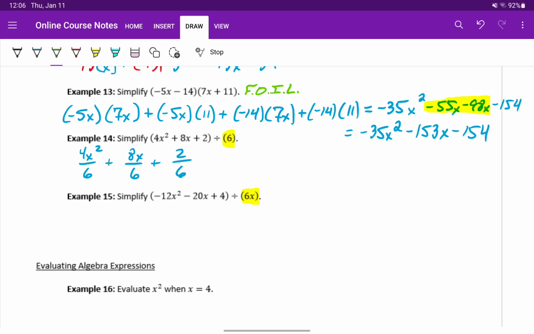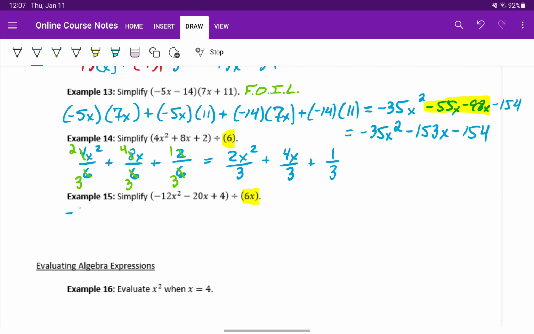that first expression by 6 means to just divide each of those individual terms by 6, and then we'll look at what we can reduce. If we divide 4 by 2, we'll get 2, and dividing 6 by 2 will give us 3. 8 over 6 will reduce to 4 over 3, and 2 over 6 will reduce to 1 over 3, leaving us with 2x squared over 3 plus 4x over 3 plus 1/3.